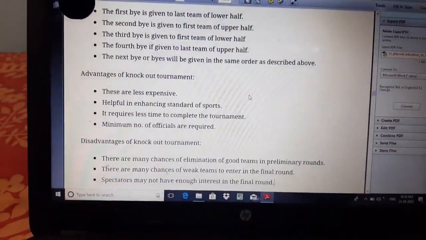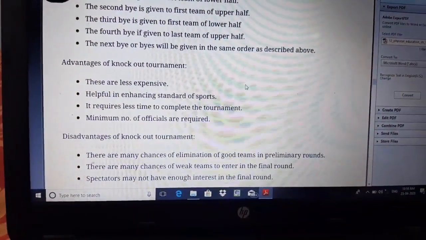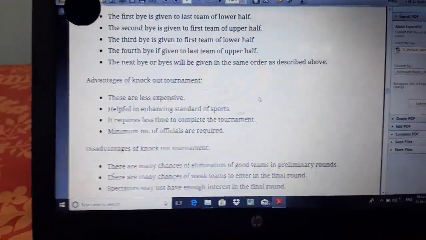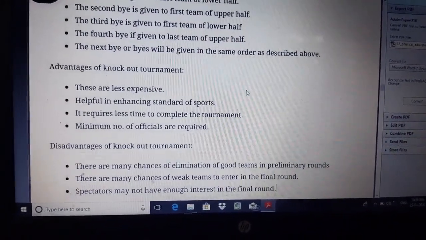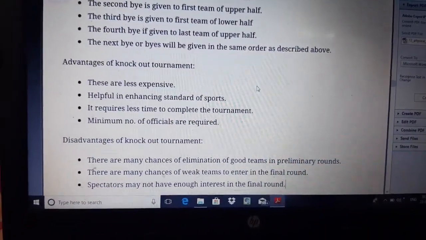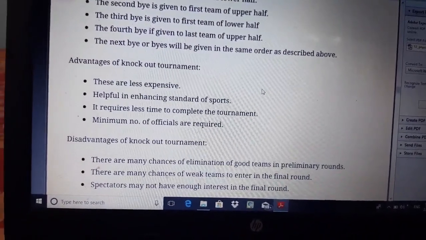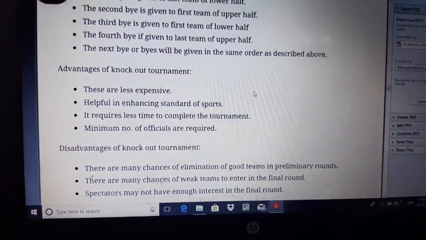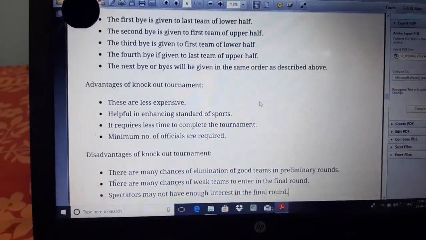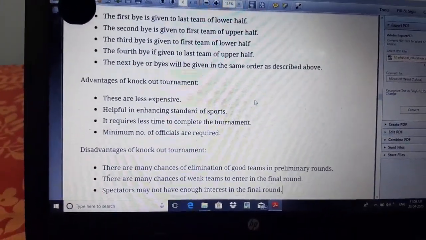advantages of knockout tournament. What are the advantages of knockout tournament? These are less expensive. It takes hardly any amount to conduct the knockout matches, because it's just do or die. You lose, you go back home, you're not getting a second chance. You don't have to arrange accommodation and meals and all. If you lose a match, you go back home.